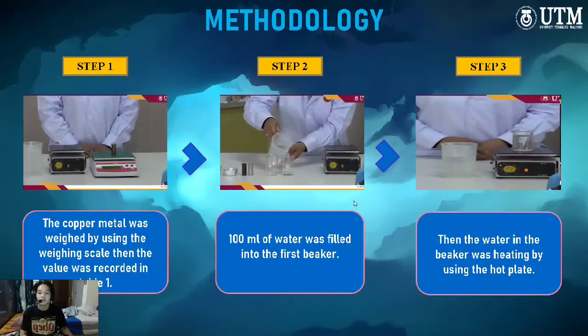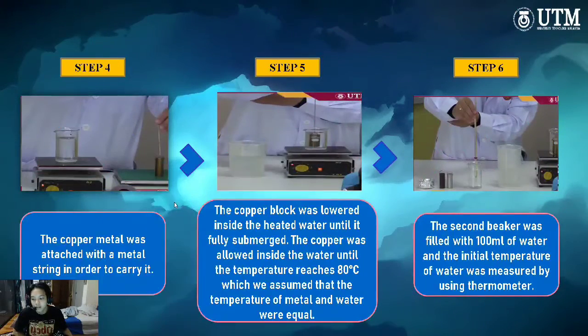Moving on to the methodology. The first step is the copper metal was weighed by using a weighing scale. Then the value was recorded in table 1. After that, 100 milliliters of water was filled into the first beaker. After the beaker was filled, we heated the water in the beaker using the hot plate. The next step is the copper metal was attached with a metal string in order to carry it.